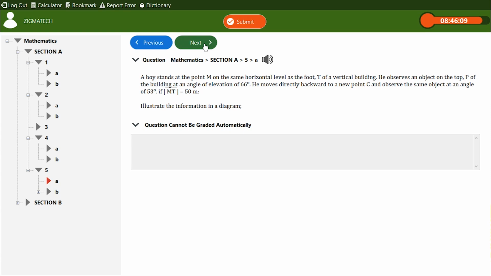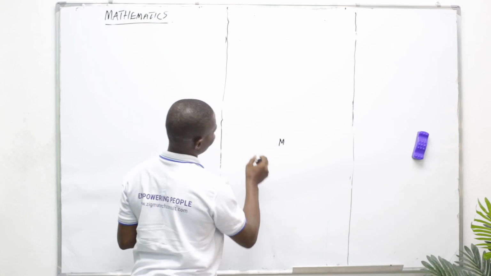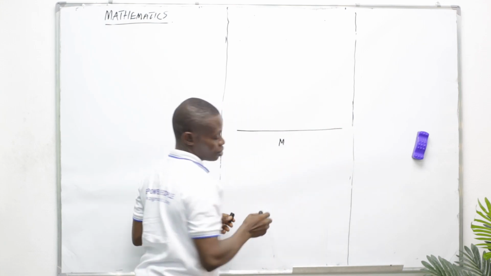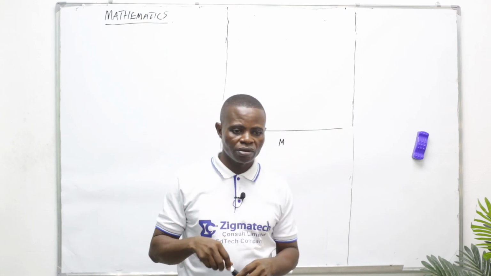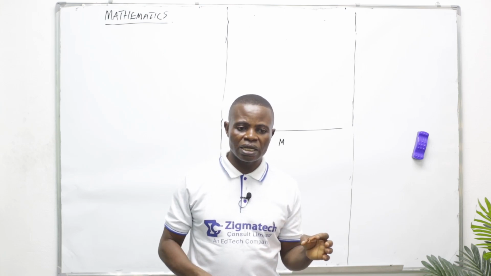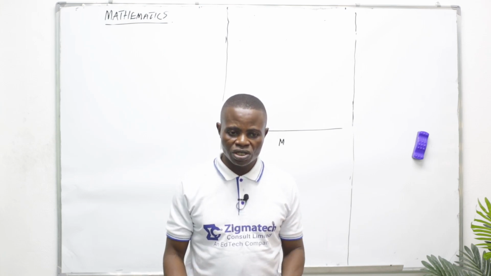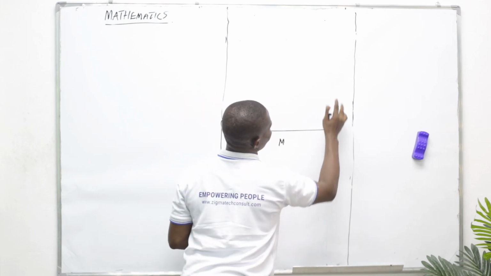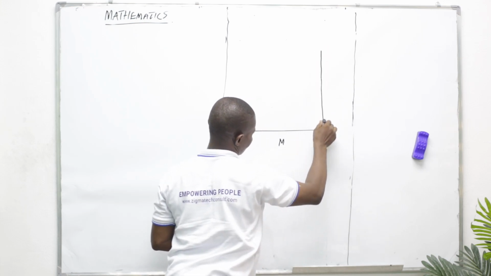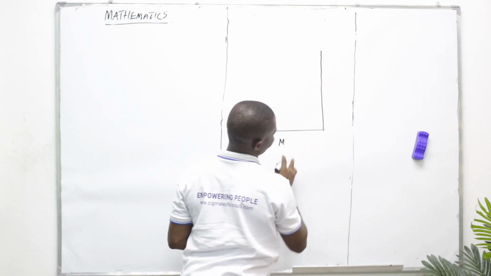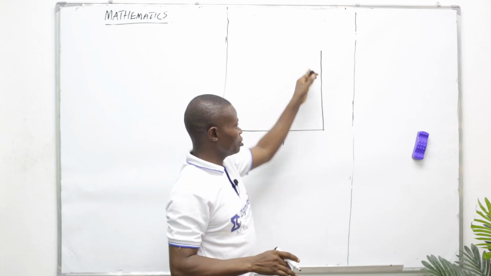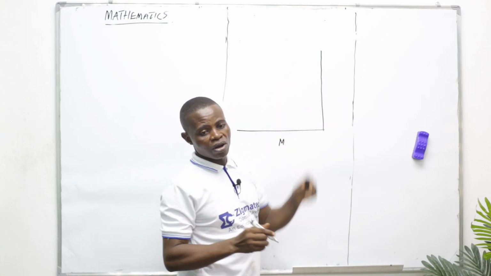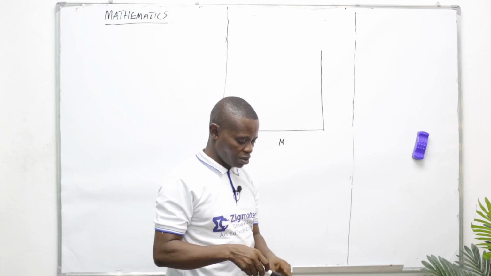A boy stands at a point M. If this boy is standing here, let's just make a horizontal line on the same horizontal line as the foot T of a vertical building. Let's say this is a building, okay? And this person was standing somewhere. The point T, the vertical building. Okay.